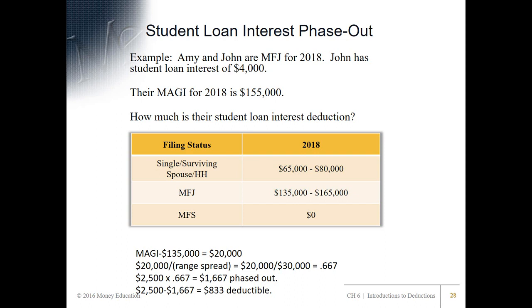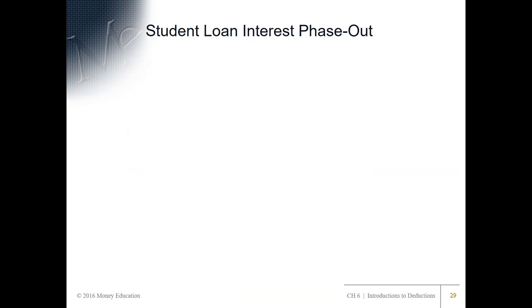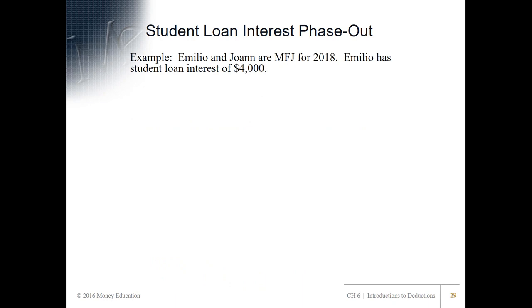That gives you 0.667. You take $2,500 times 0.667. And so $1,667 is phased out. So then you take your 2,500 minus 1,667 equals 833, and only $833 is deductible out of the 4,000 that they paid. So it's deductible, but for many people it's not a great deduction.